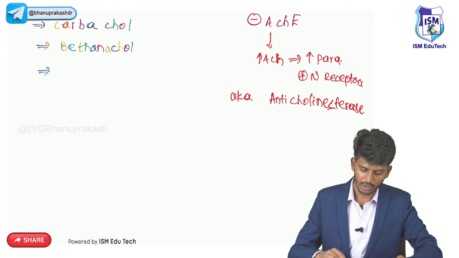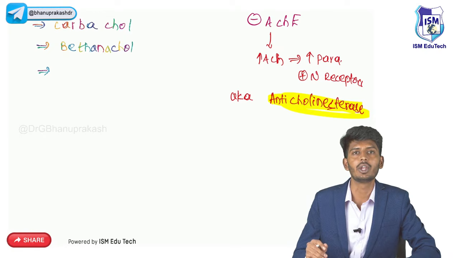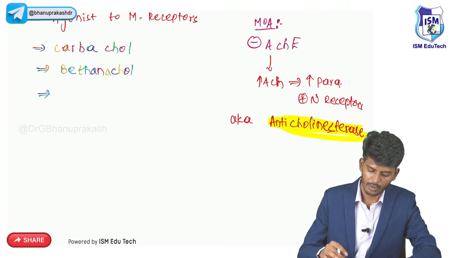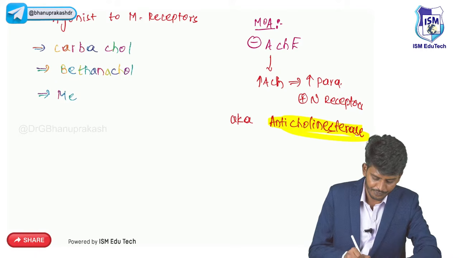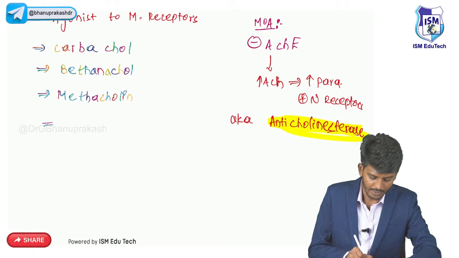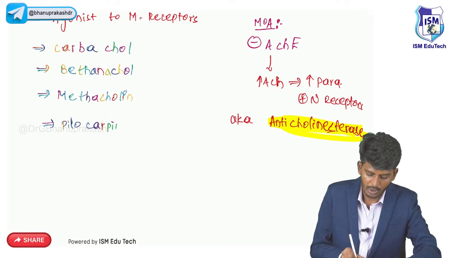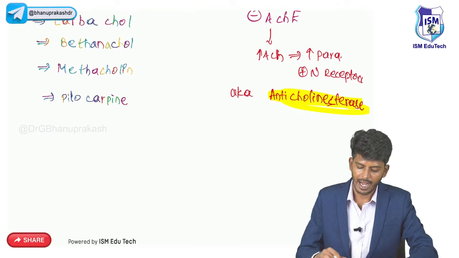So we were talking about anticholinesterases. Anticholinesterases are which group of drugs? Cholinomimetics. Now we have carbachol. Okay. Apart from that, we have one more drug, methacholine. Apart from that, we have one more drug called pilocarpine. So these are the direct acting drugs. And let's talk about the indirect acting ones.